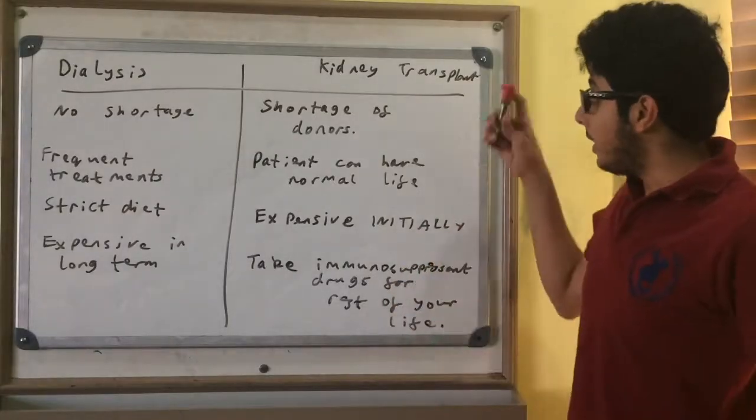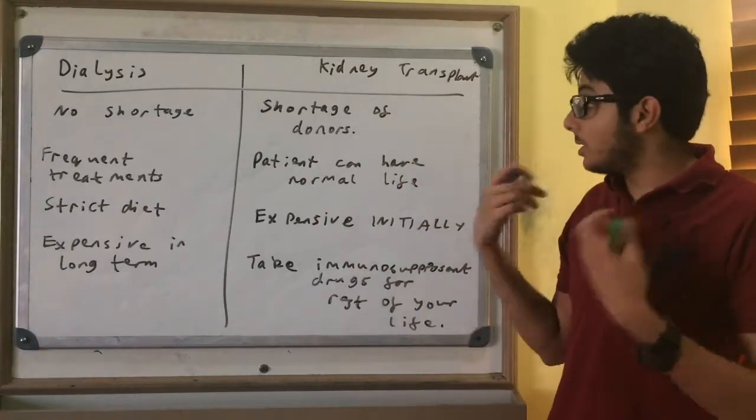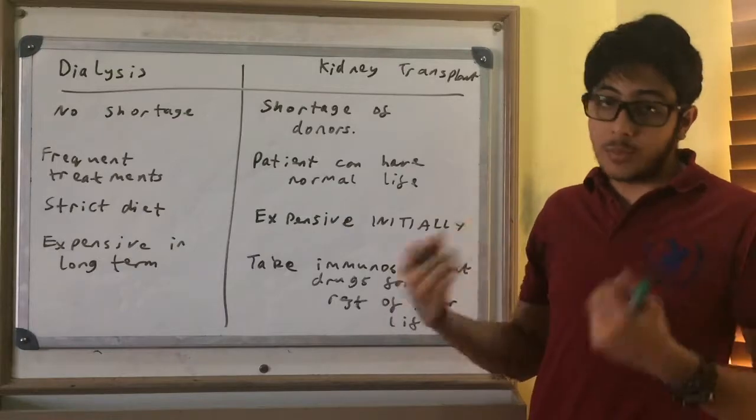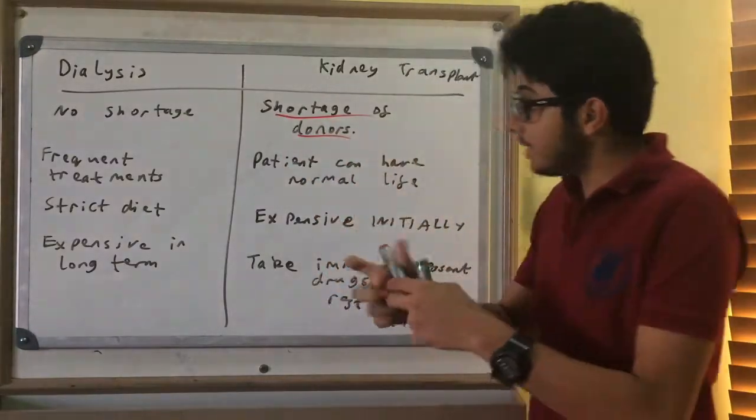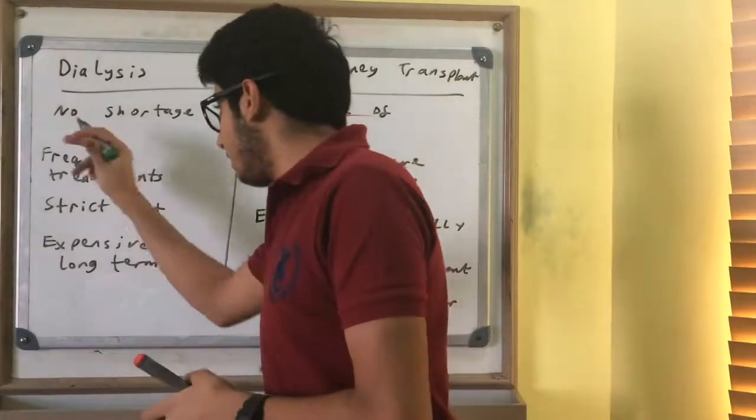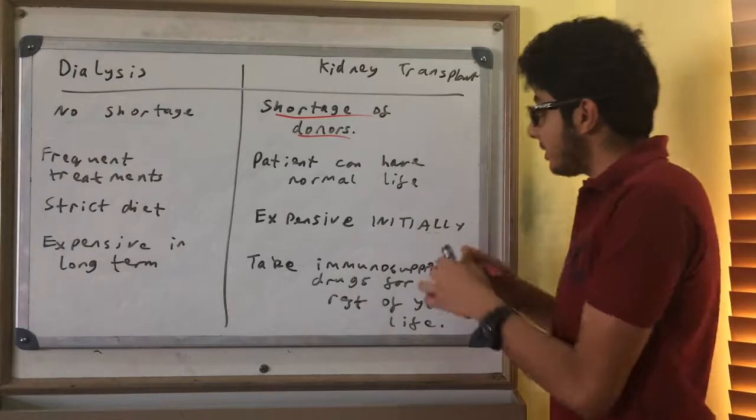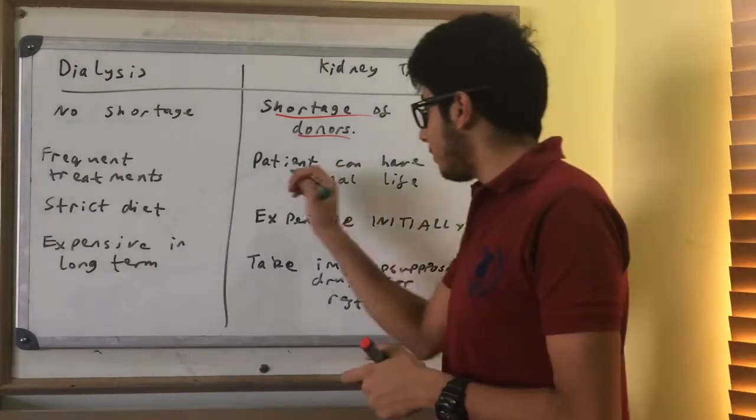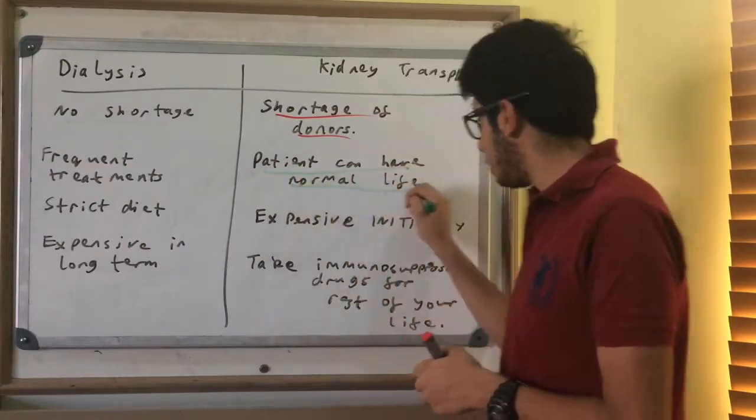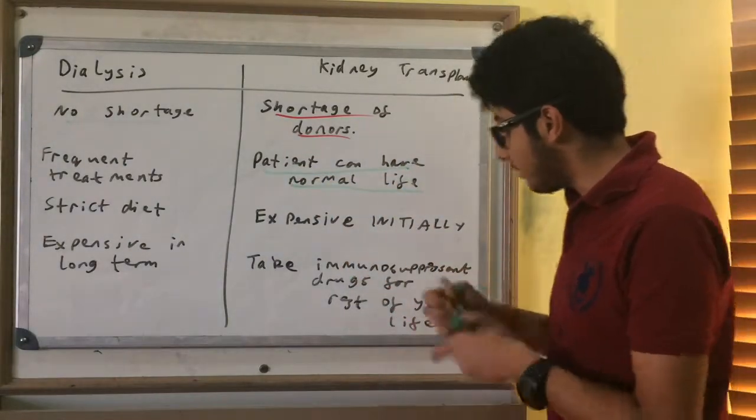Okay, so kidney transplants. There is always a shortage of donors. There are not enough donors for every person who has kidney disease. But obviously with dialysis, there is no shortage because of dialysis machines. No donors needed. With kidney transplants, the patient can lead a normal life. Unless, of course, the antigens do not match, in which case you have to take immunosuppressant drugs for the rest of your life.